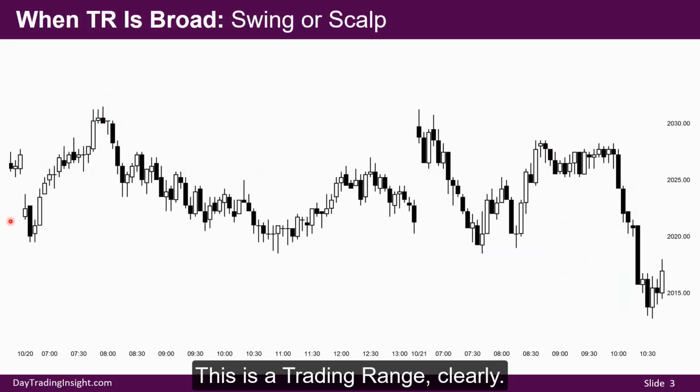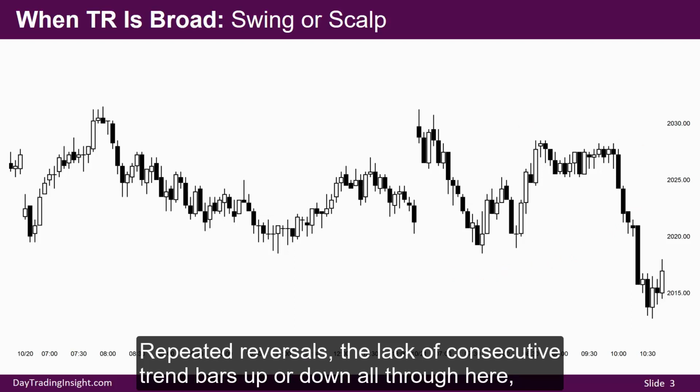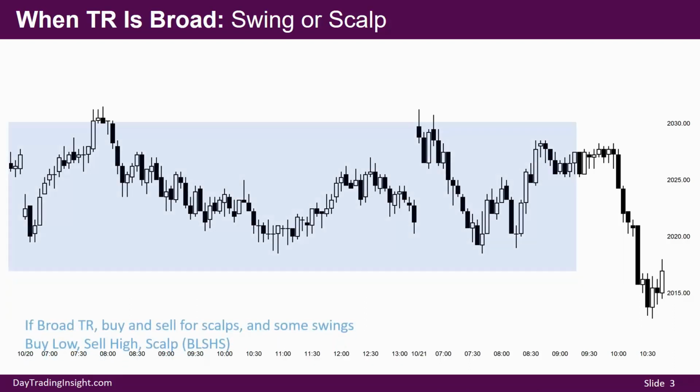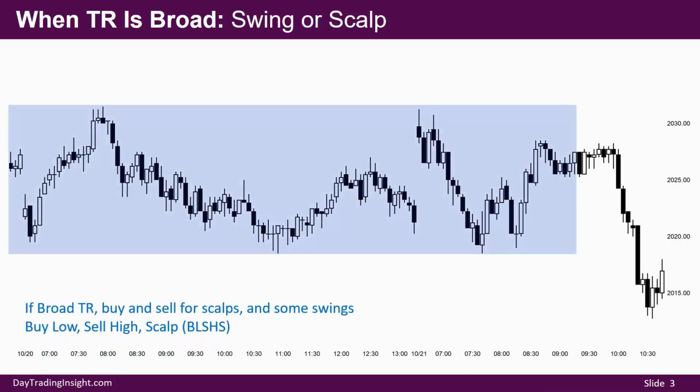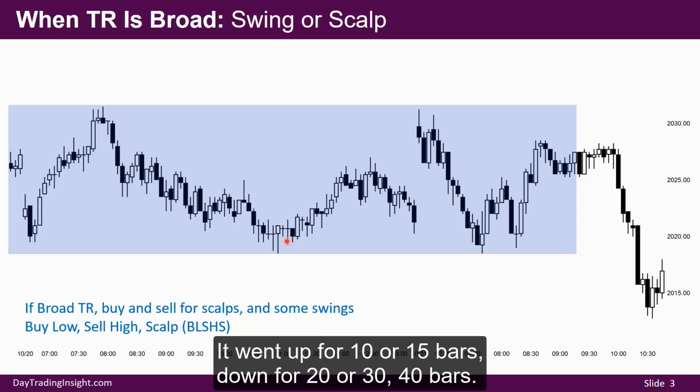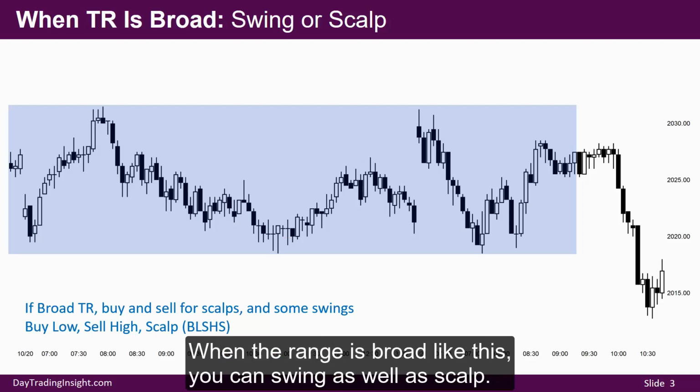This is a trading range, clearly. Repeated reversals, the lack of consecutive trend bars up or down all through here, the lack of consecutive big trend bars. The range is fairly broad. Went up for 10 or 15 bars, down for 20 or 30 bars, 40 bars. And when the range is broad like this, you can swing as well as scalp.